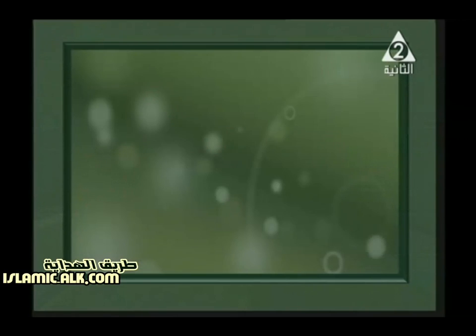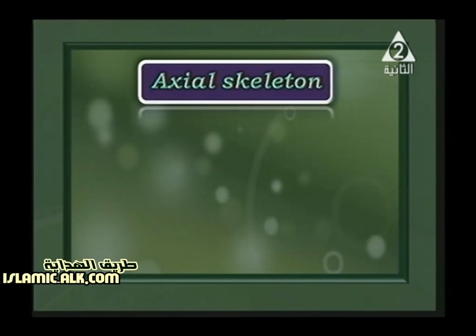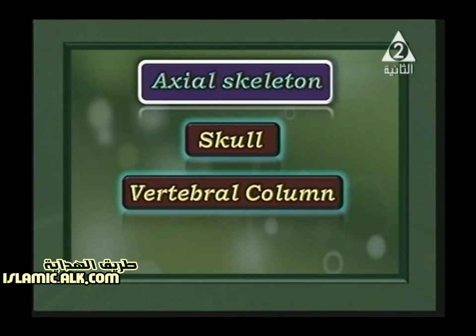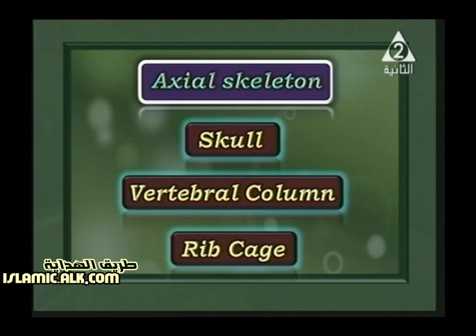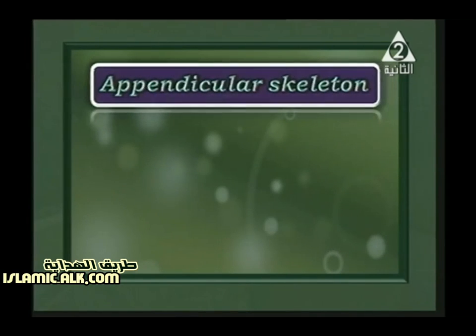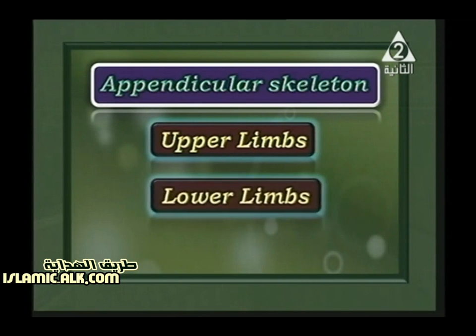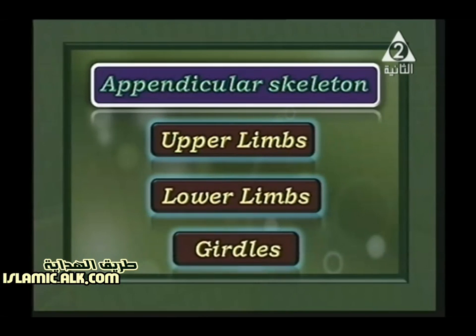Well, starting with the axial skeleton, it consists of the skull, the vertebral column or backbone, and the rib cage or thoracic cage. While the appendicular skeleton consists of three parts only: upper limbs, lower limbs, and girdles, the pectoral and pelvic girdle.